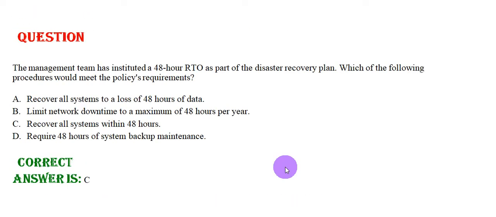The management team has instituted a 48-hour RTO as part of the disaster recovery plan. Which of the following procedures would meet the policy's requirement? Option A, recover all systems to a loss of 48 hours of data. Option B, limit network downtime to a maximum of 48 hours per year. Option C, recover all systems within 48 hours. And option D, require 48 hours of system backup maintenance. The correct answer is option C.